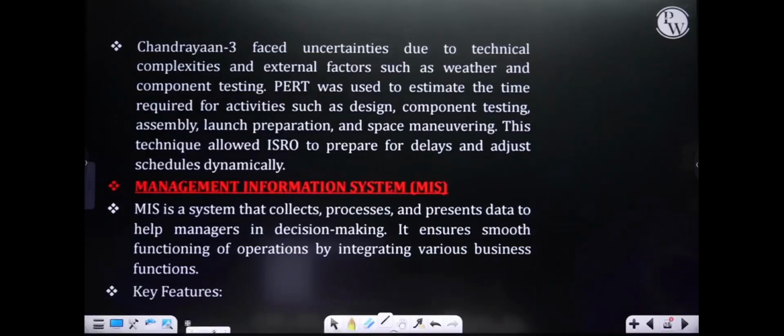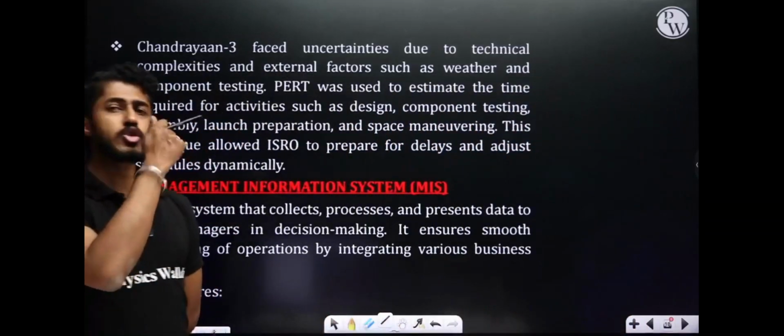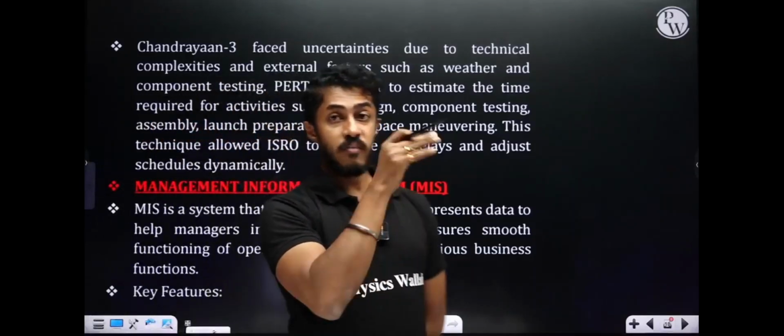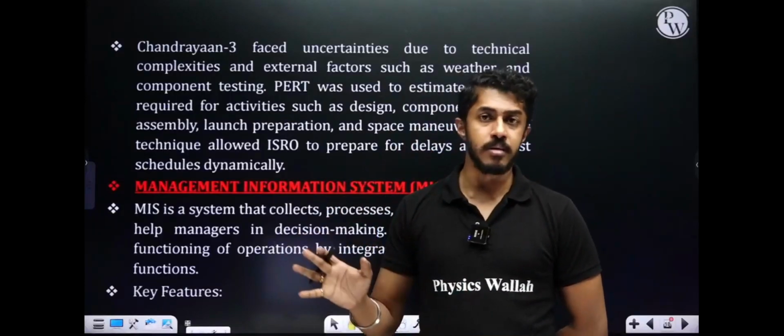PERT was used to estimate the time required for activities such as design, component testing, assembly, launch operation, and space maneuvering. This technique allowed ISRO to prepare for delays and adjust schedules dynamically. Chandrayaan, Gaganyaan, all these we never know. So we use the PERT technique there. Where we know exact time, we use CPM, critical path method.